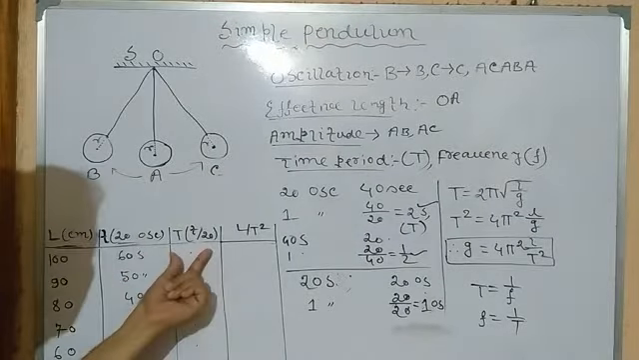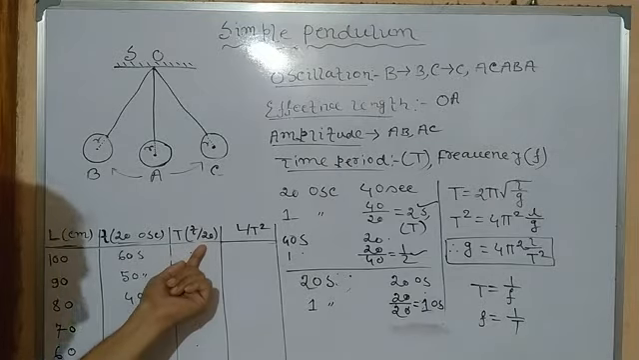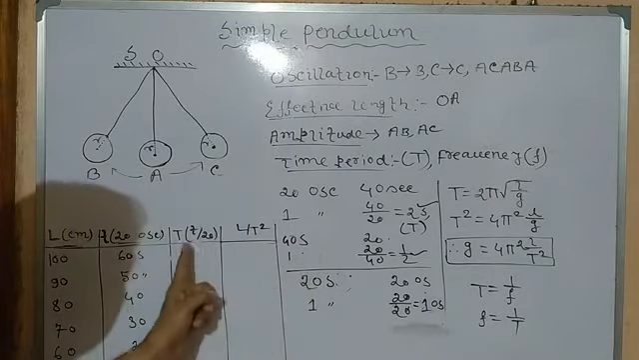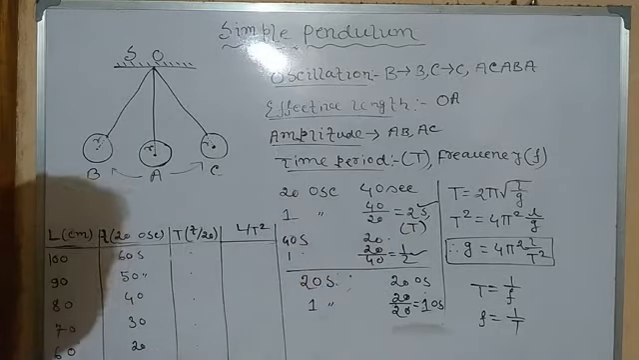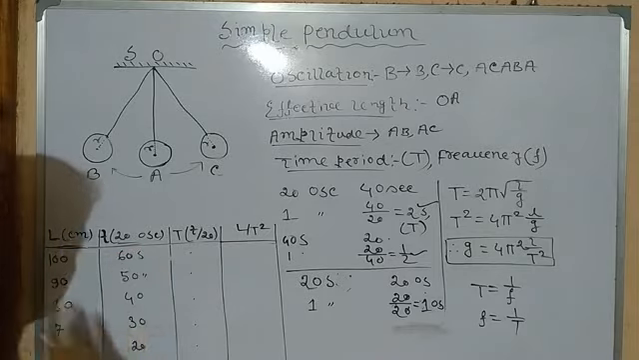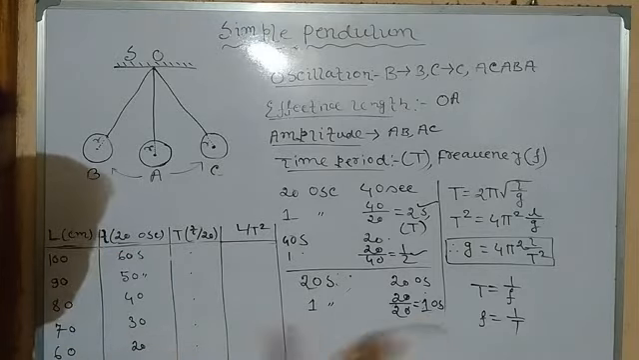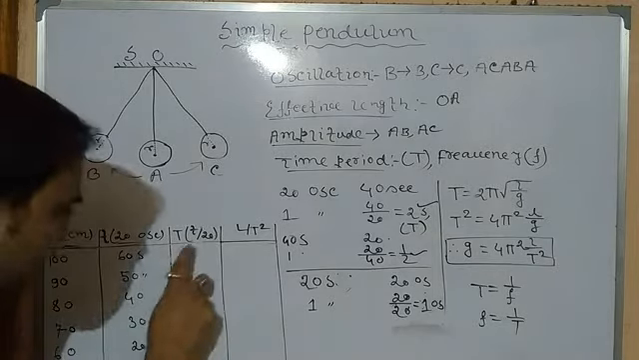Clear? Then how will we find the time period? Dividing the required time by the total oscillations, that is by 20, we will get the time period. Suppose for 20 oscillations here it is 60 seconds. So for one oscillation it will be 3 seconds.